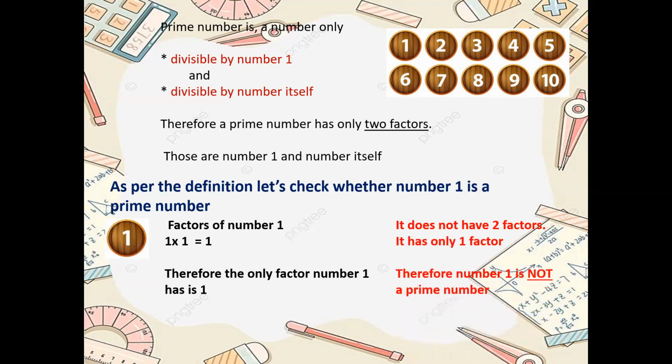Therefore, number 1 is not a prime number according to the definition, because the definition clearly says a prime number has two factors, that is number 1 and number itself. But if you take number 1, it has only one factor. Therefore, it does not comply with the definition of prime numbers. Therefore, number 1 is not a prime number.